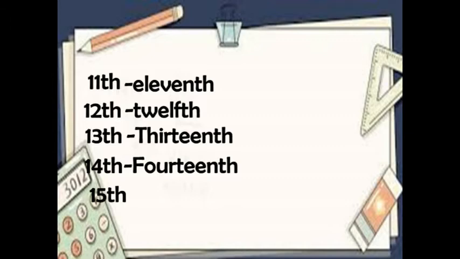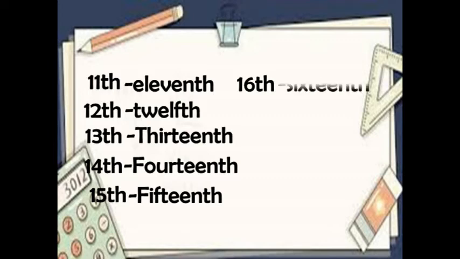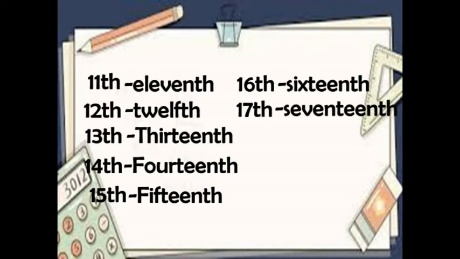And next we have here 15 and we add the suffix th. So we can read this as 15th. And another one, we have here 16 and we add the suffix th again. So we can read this as 16th. Next one, we have here 17 and we add the suffix th. So we can read this as 17th.